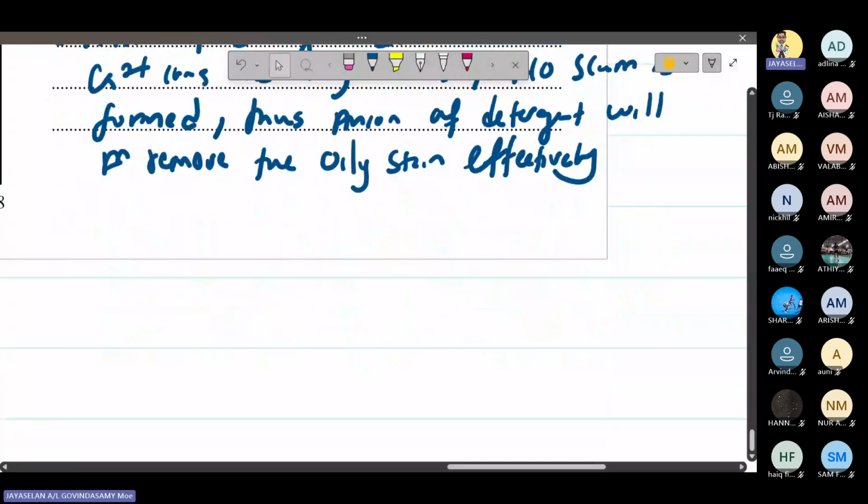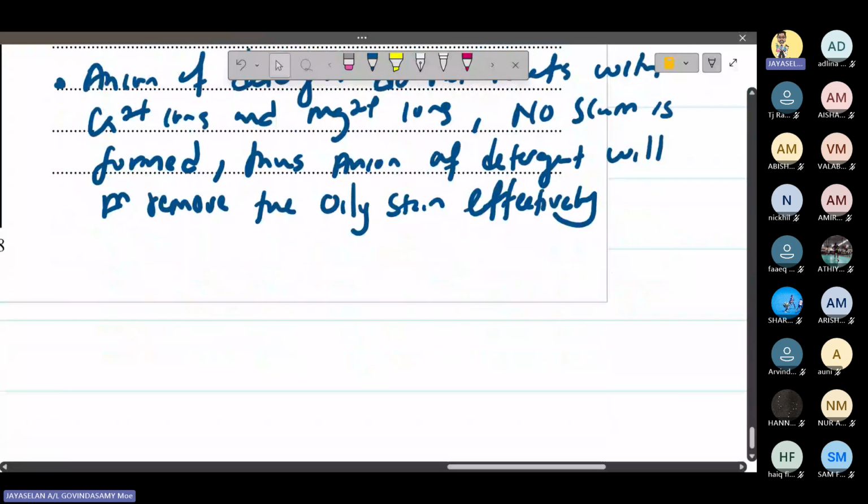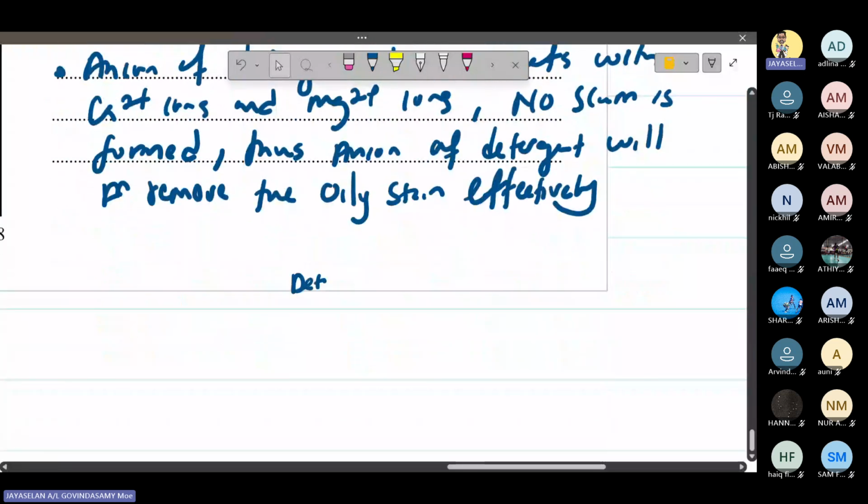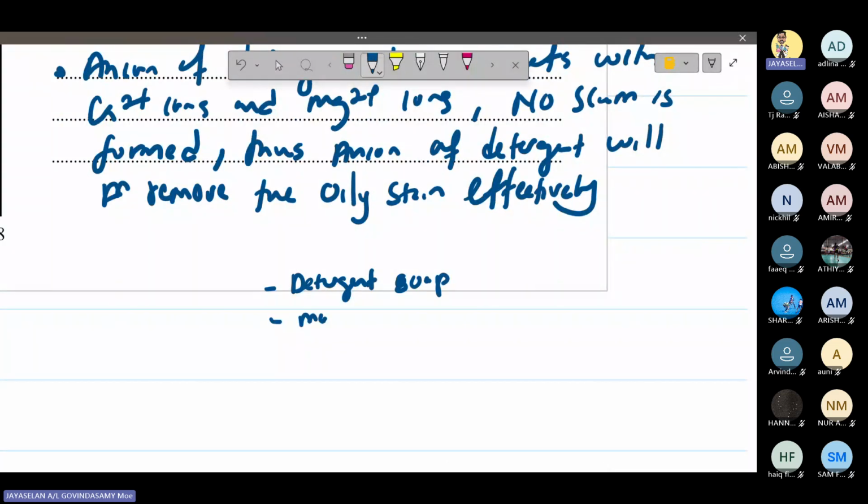Okay, so far in chapter 13, I have finished detergent, soap, modern medicine, food additive, and after that traditional medicine also we have finished. And cosmetic we do now. This one we have learned cosmetic.